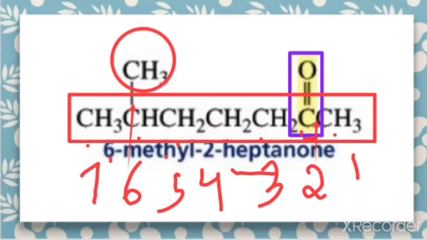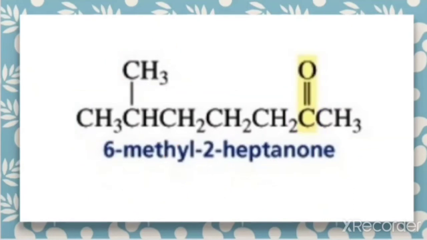So 6-methyl 2-heptanone, because the ketonic group is on the second carbon, therefore we can use 2-heptanone or heptane-2-one. That can also be represented. So the name of this compound is 6-methyl-2-heptanone or 6-methylheptane-2-one.